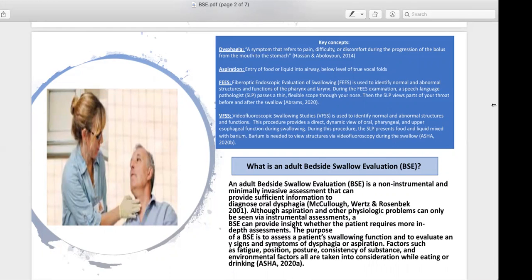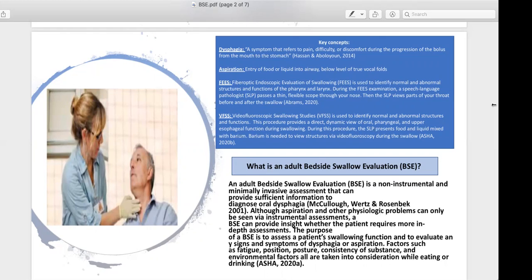A videofluoroscopic swallowing study is used to identify normal and abnormal structures and functions. This procedure provides a direct dynamic view of oral, pharyngeal, and upper esophageal function during swallowing. During this procedure, the SLP presents food and liquid mixed with barium. Barium is needed to view structures via videofluoroscopy during the swallow.